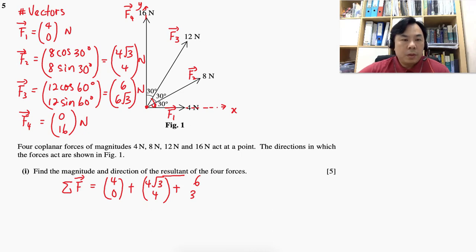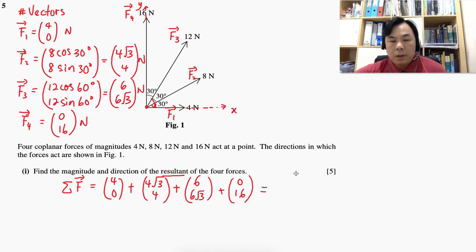This is 6, sorry. And then finally you have 0, 16. Now, of course, if I arrange it in its exact form, that will be 10 plus 4√3, and then the other one will be 20 plus 6√3.